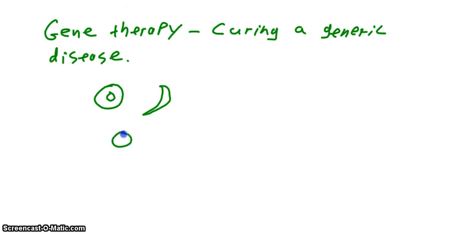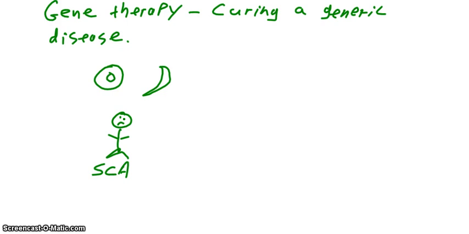So we're going to say that this person right here, forgive me for drawing stick figures, but that's about the limit of my artistic ability, has sickle cell anemia. We'll abbreviate it SCA, sickle cell anemia. And of course, this person is not happy because they have sickle cell anemia. So they have pain and they can't get enough oxygen and everything that I just talked about.